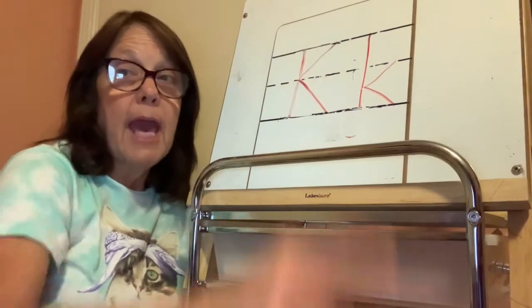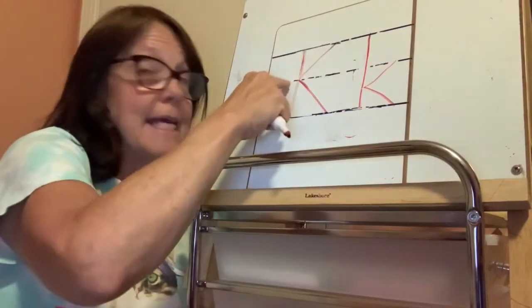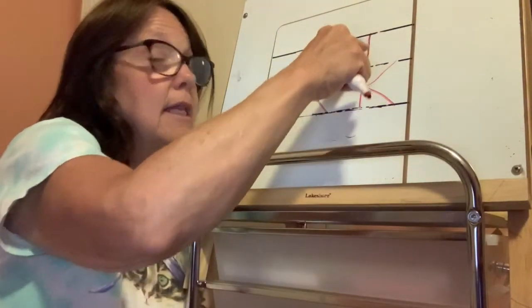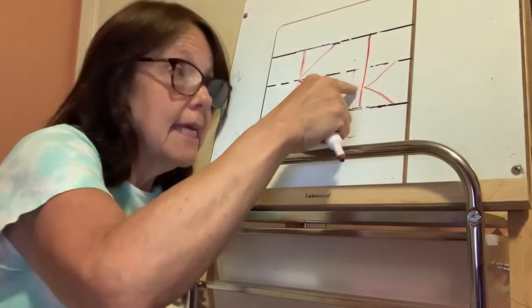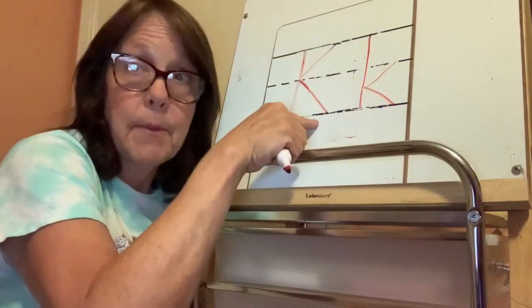Let's do it one more time. First the capital K. Say it with me. Straight line down, slant in, slant out. And the lowercase k. Straight line down, slant in, slant out. Lowercase k and capital K.